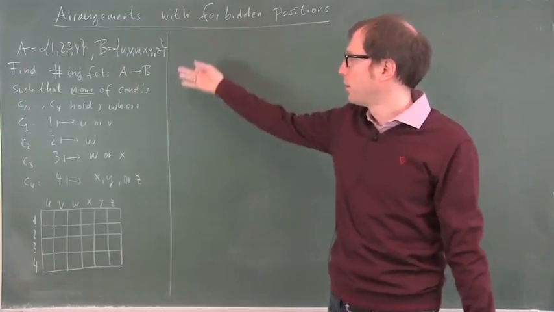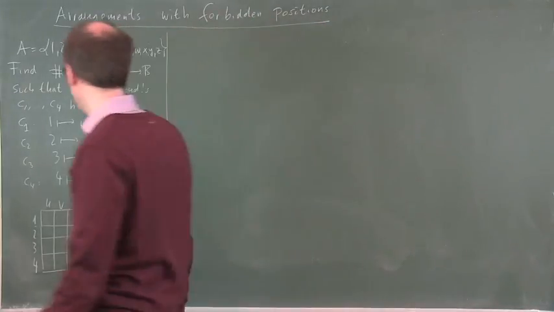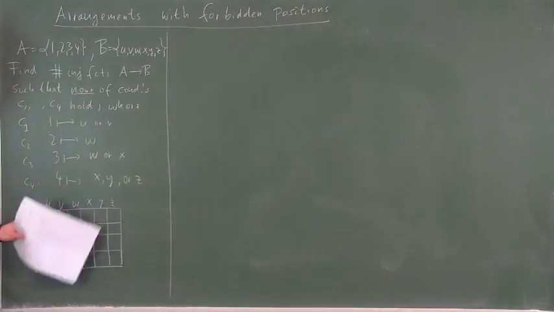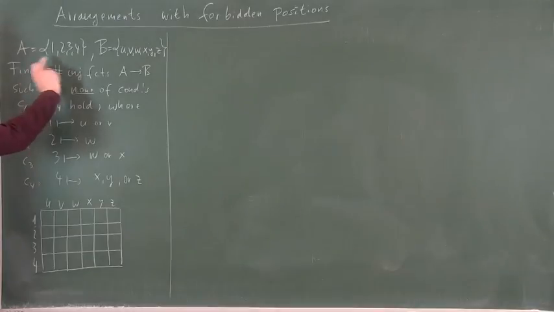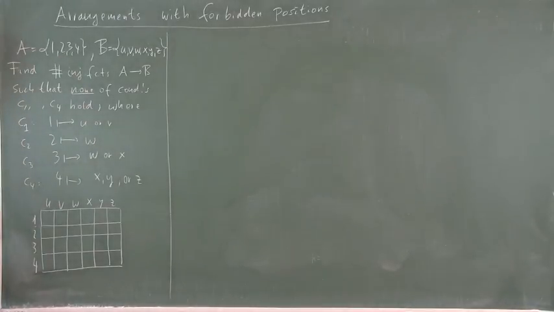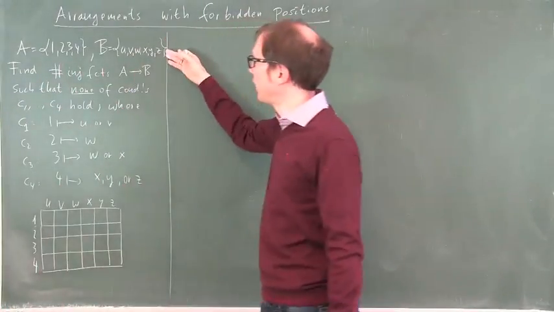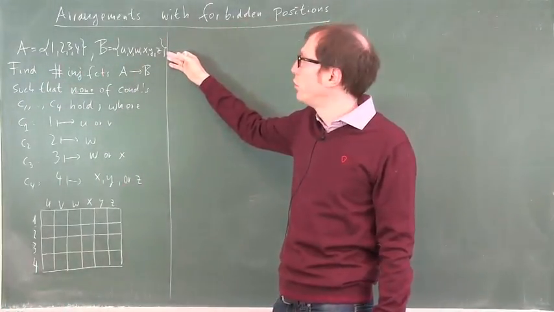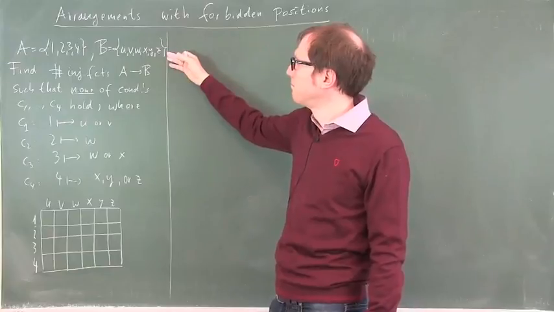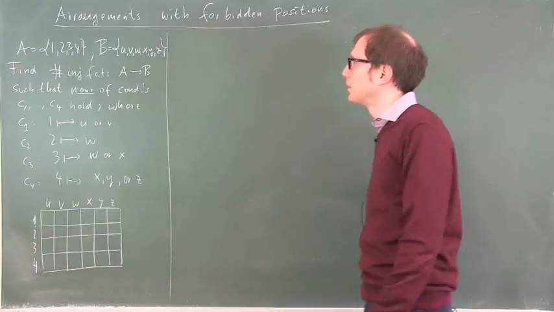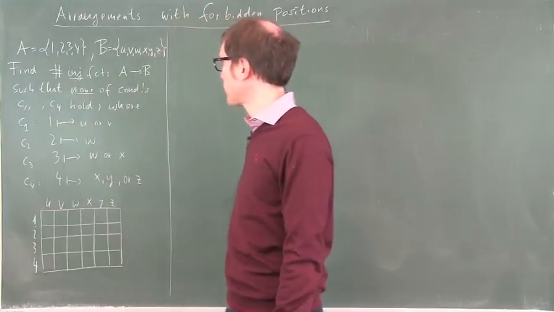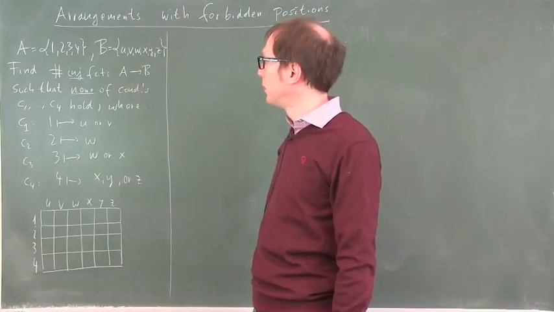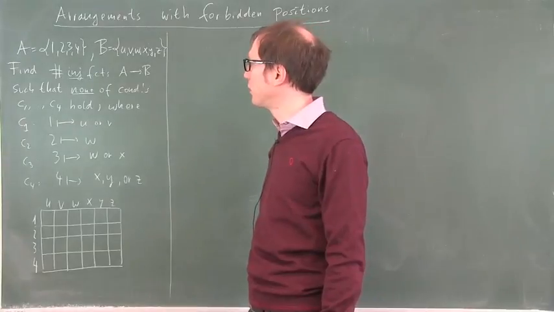So here's the problem I would like to solve. Forget about the board for a moment. So we have a set A with 4 elements, 1, 2, 3, and 4, and a set B with 6 elements, U, V, W, X, Y, and Z. And we want to find the number of injective functions from A to B, satisfying a bunch of conditions.